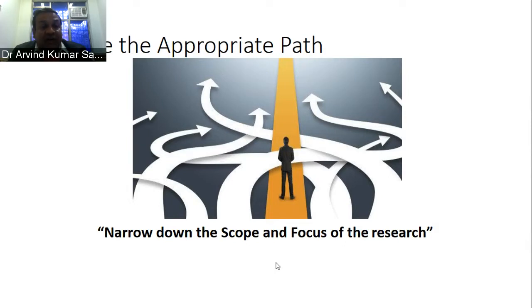I would call it the correct, which is the appropriate path. And for choosing the appropriate path, we have to keep these things in mind. We have to draw the boundaries. These boundaries can be location. These boundaries may be subject specific. Suppose I want to do some research in marketing, but I will draw a focus that within marketing, I will be focusing on, for example, e-marketing or maybe relationship marketing. That will help you in deciding upon the appropriate path.